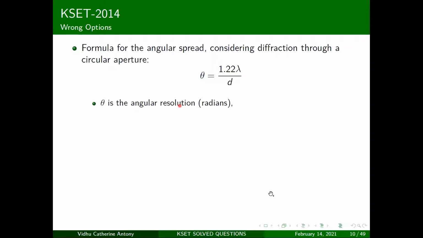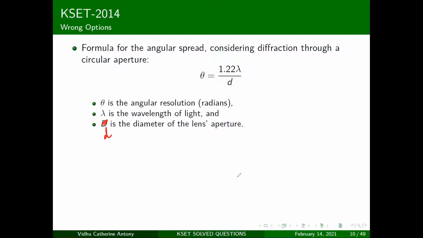So basically theta is the angular resolution, which is given in radians. Lambda is the wavelength of light that's used, and d is basically, okay, this should have been a little d, the diameter of the lens's aperture. So let's look into this.